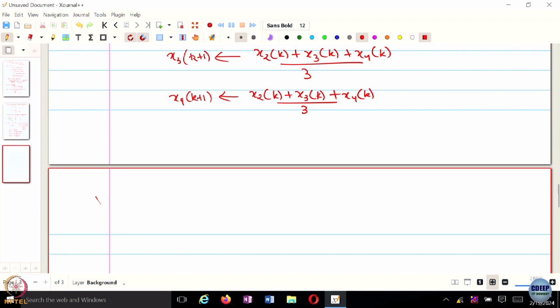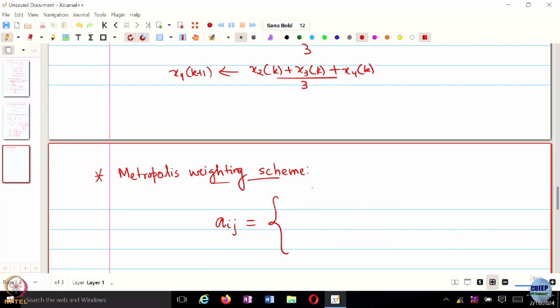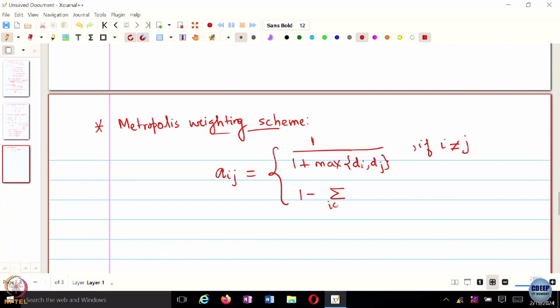And let me also tell you how to construct such an A. So we are going to be using something called the Metropolis weighting scheme. And it goes something like this. So A_ij is going to be 1 over 1 plus the max of the degree of the ith node and the degree of the jth node.